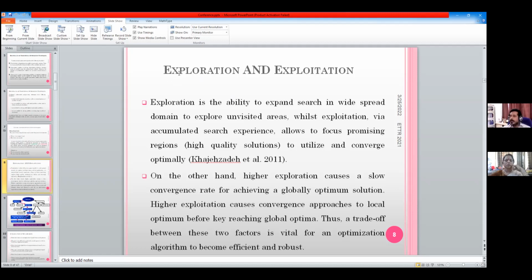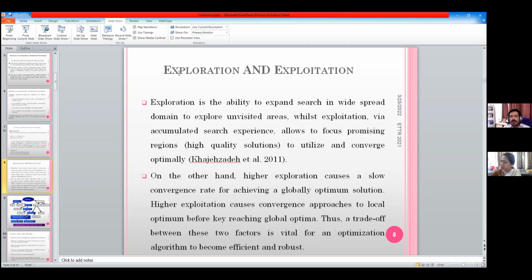Now why is it important? To have a very good algorithm, you need a very good balance between exploration and exploitation. So if you explore more, what will happen? You are searching the entire field throughout the day, so it will take a lot of time. Its computational cost will be huge, which may not be acceptable for the company or for anyone you are working for.